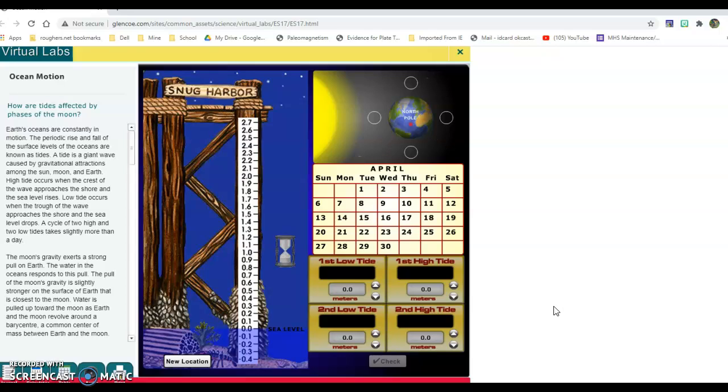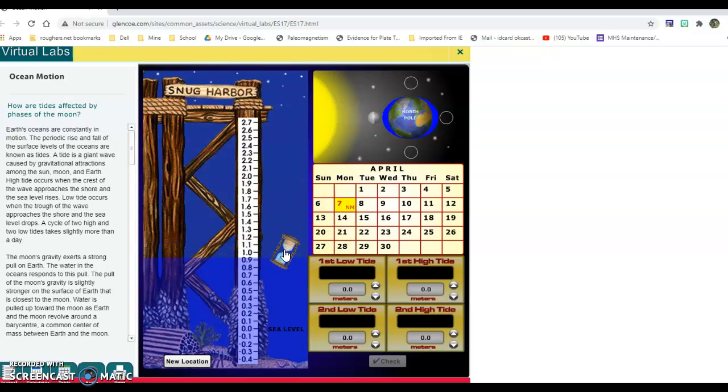I'm going to do one of these. You only need one to do the questions. And I'm going to do Snug Harbor. So on your data sheet, write Snug Harbor. I am first starting with the new moon.